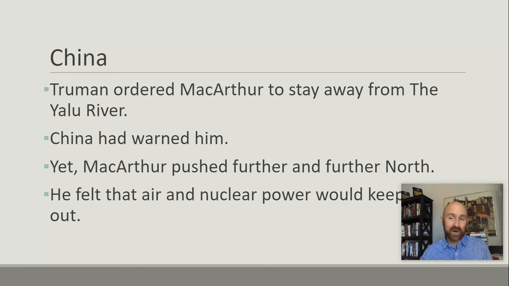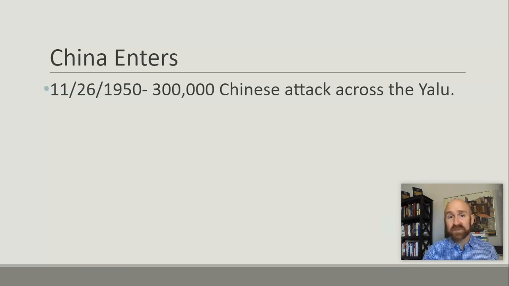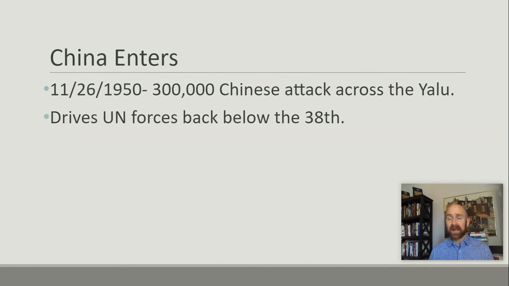Ultimately these deterrents aren't going to deter China, because China knows that the Soviets would never allow them to be nuked without retaliation. And so MacArthur crosses the Yalu, and all of a sudden now we are going to be fighting the Chinese. Once China enters the war, it's a completely different game. They start to push MacArthur back, and eventually we get pushed back past the 38th parallel again.